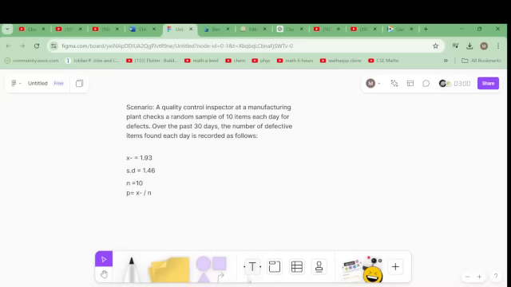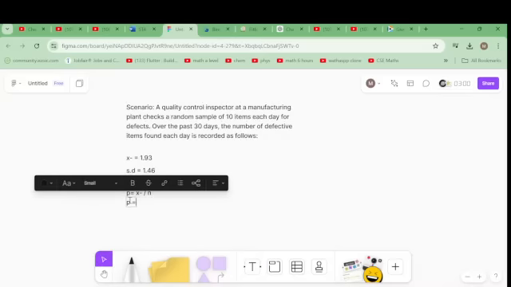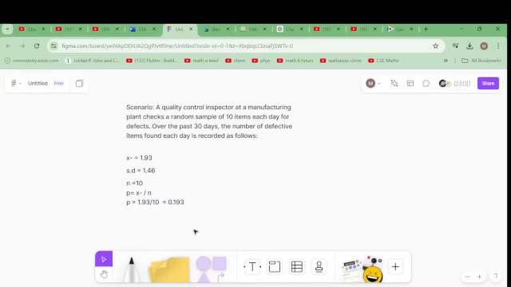So what's our p now? That's the probability that this thing will occur. That's what p means. P equals the x bar, which is 1.93, divided by our n, which is 10. So what should that give us? 0.193. So that should be our p. 1.93 divided by 10 is 0.193. So we have our p.